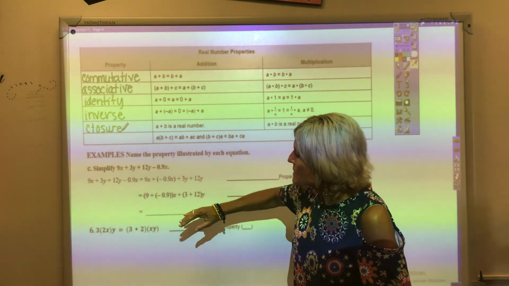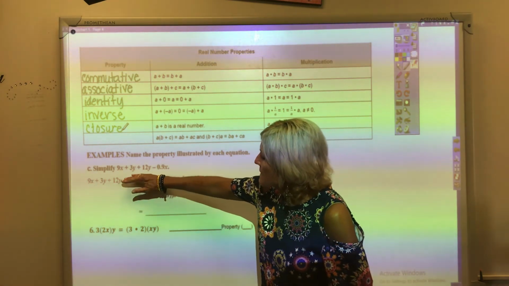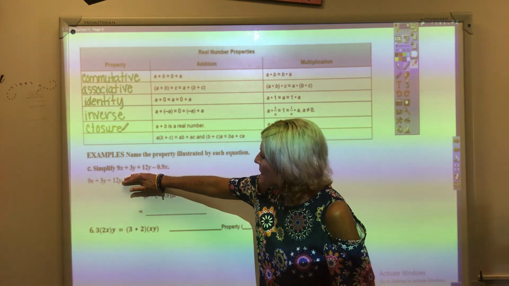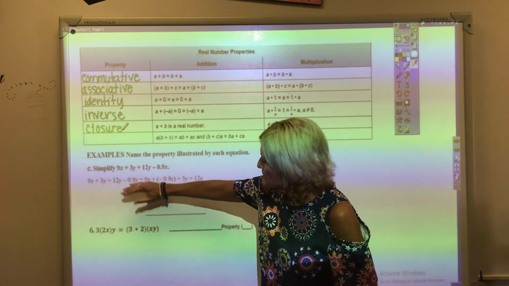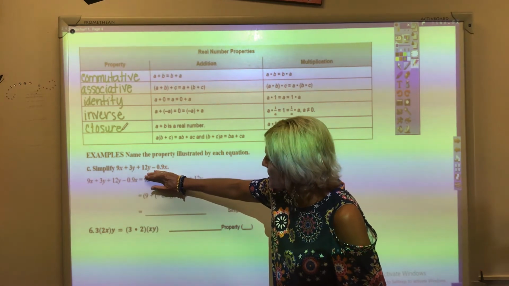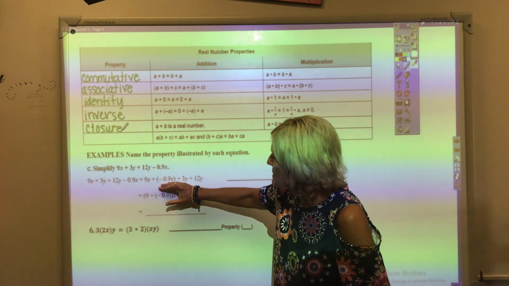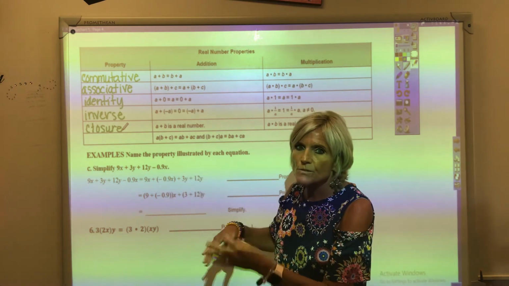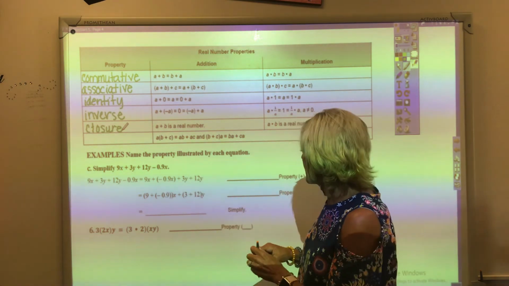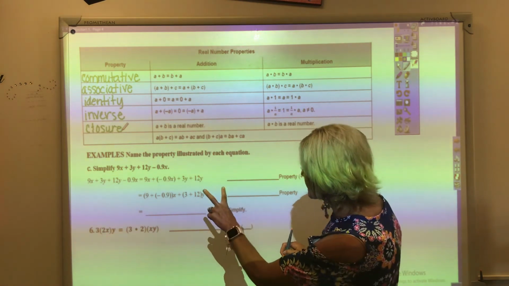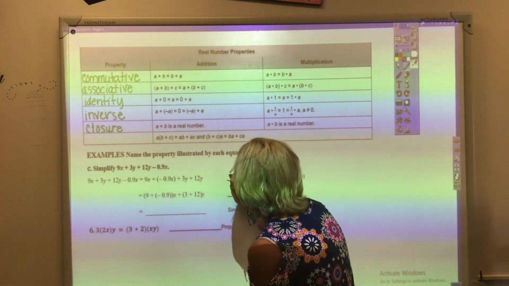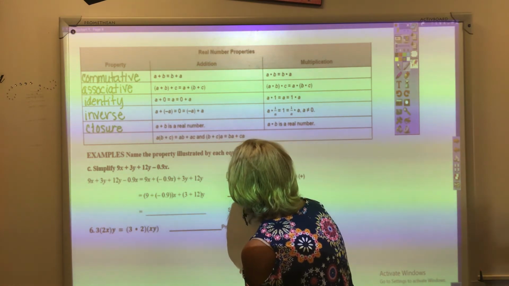So our first expression, 9x plus 3y plus 12y minus 0.9x, is being rewritten so that the x's are together and the y's are together. So we move things around. When we move things around and we're using addition, so we've got this little plus sign here for addition, we're using the commutative property.